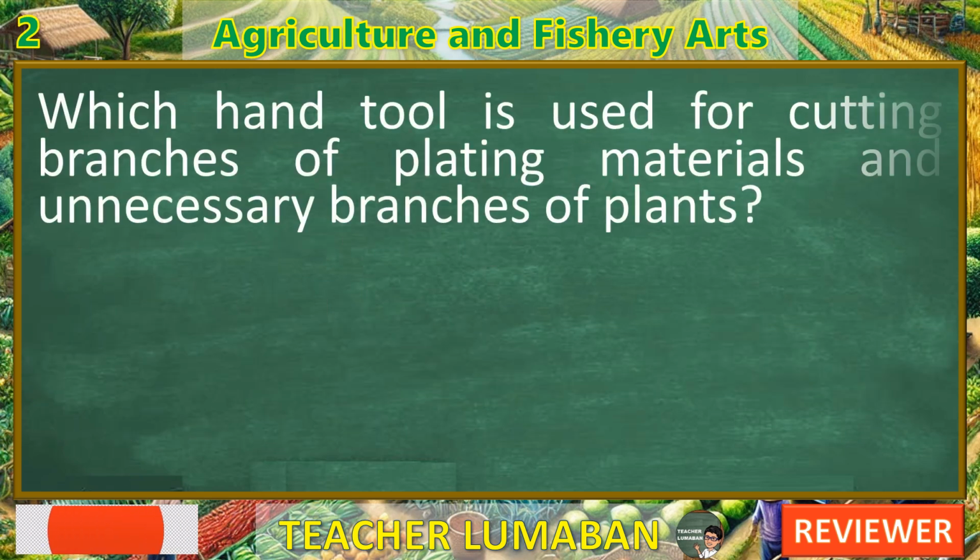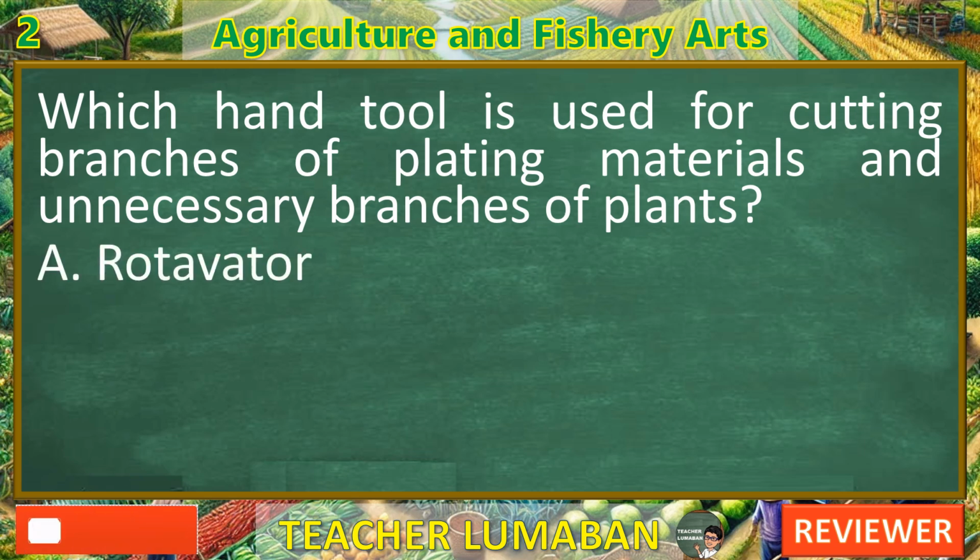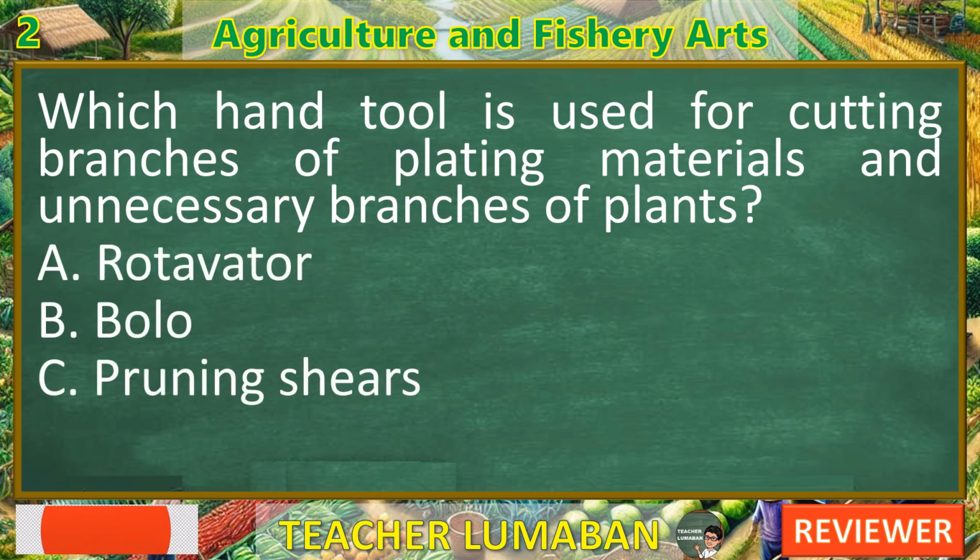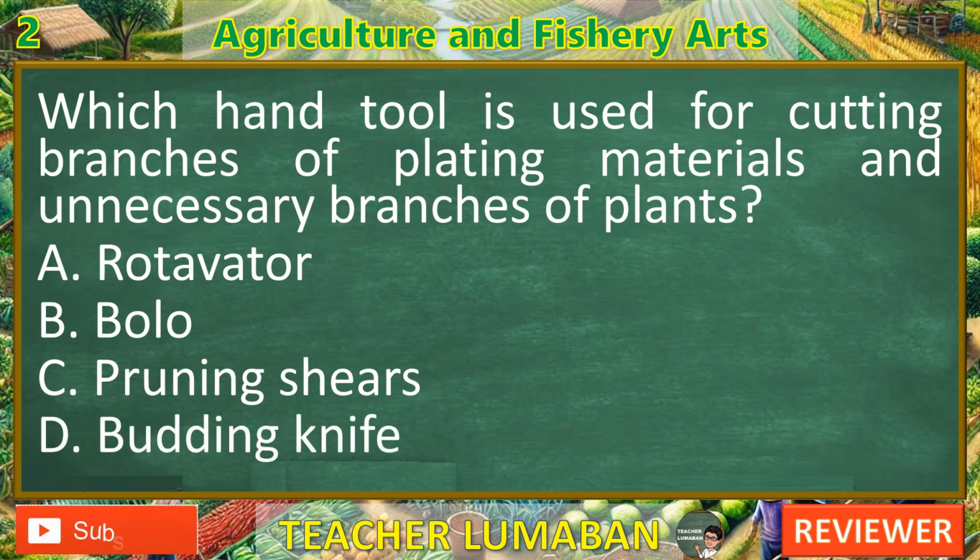Which hand tool is used for cutting branches of planting materials and unnecessary branches of plants? A. Rotavator. B. Bolo. C. Pruning shears. D. Budding knife. In the next 5 seconds, select the best response from the available options.